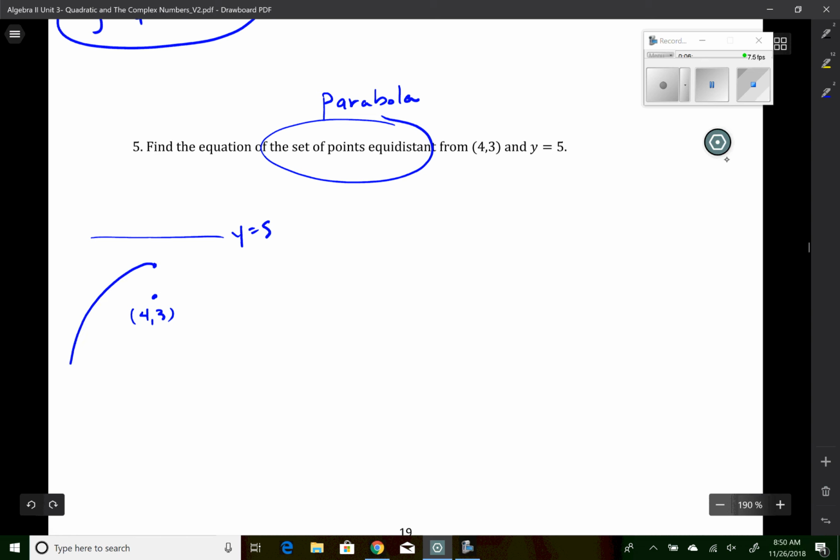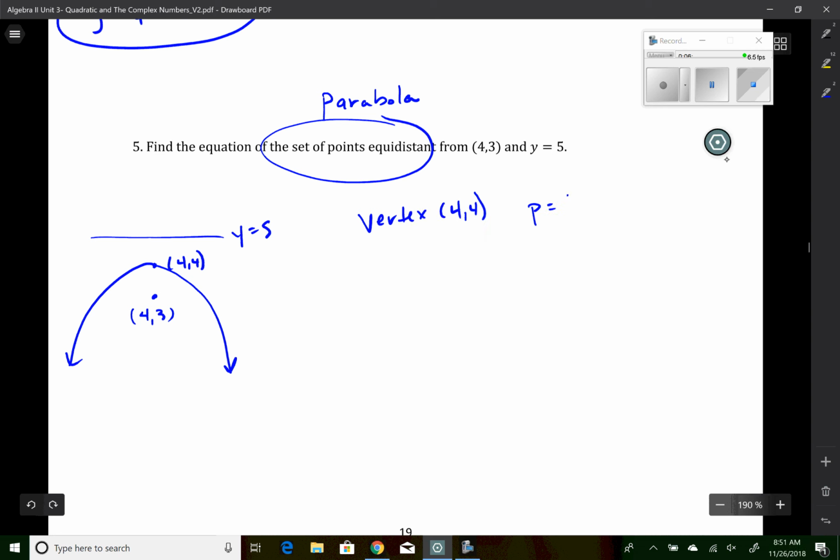So that means the vertex has to be in between those, and the parabola has to surround the focus. So it's going to be an open down parabola, meaning my p-value is going to be negative. So if I'm going from 3 to 5, that's a difference of 2. So this point must be (4, 4). So I'll go up 1 and then go up 1 more. That's right in the middle. So I know the vertex is (4, 4).